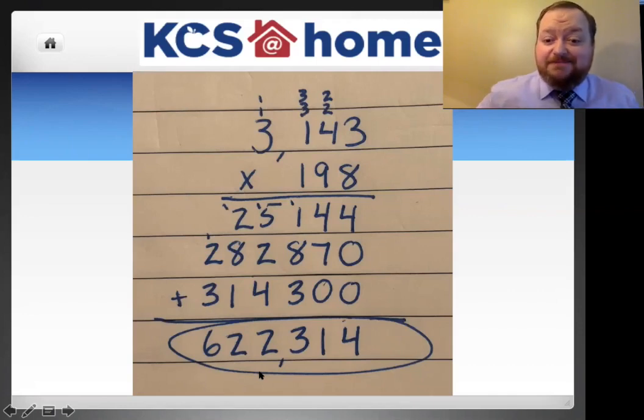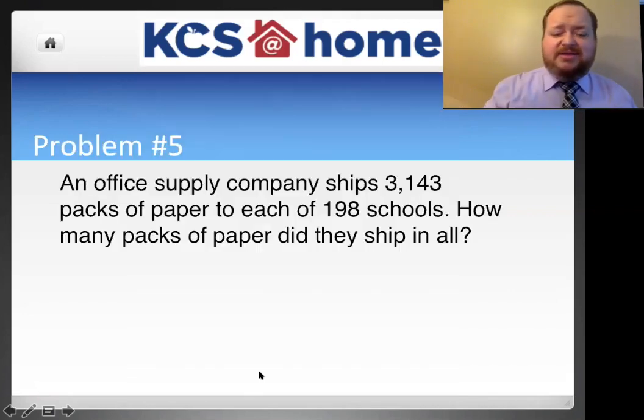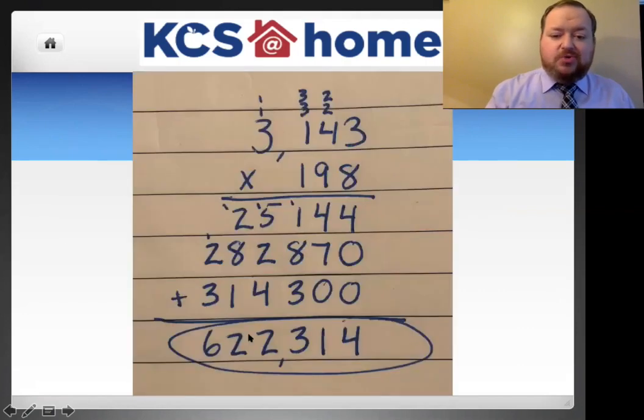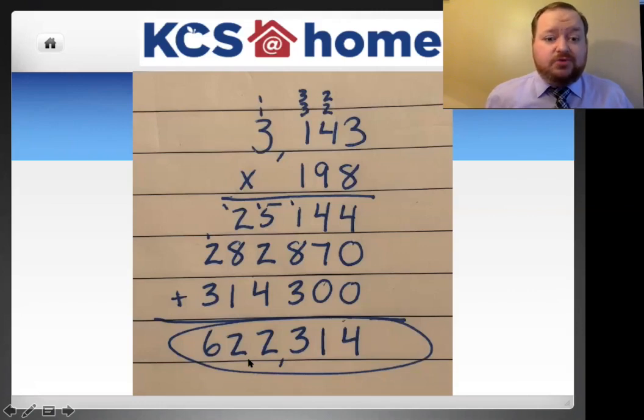And I made another mistake. You see what I did? Forgot to label my answer. That could be 622,314 miles. It could be 622,314 feet. Remember, we got to look at the context of our problem. So here they're asking us how many packs of paper did they ship in all. So make sure you label your answer: 622,314 packs of paper were shipped out to all of the schools. All right, so that is our last problem for this week.